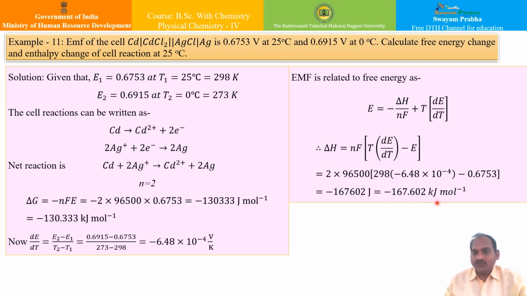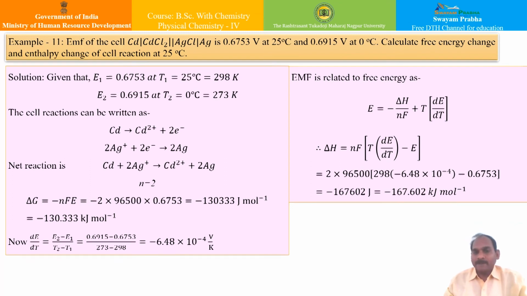So if I substitute all the values over here, N is 2, F is 96,500, T is 298, because we have to calculate the enthalpy change at 25 degrees centigrade, and therefore we have substituted 298 over here. dE by dT is minus 6.48 into 10 to the power minus 4 volt per Kelvin, minus 0.6753 is the EMF at 25 degrees centigrade. And therefore it comes out to be around minus 167.602 kilojoules per mole. So the free enthalpy change for this particular cell is minus 167.602 kilojoules per mole.